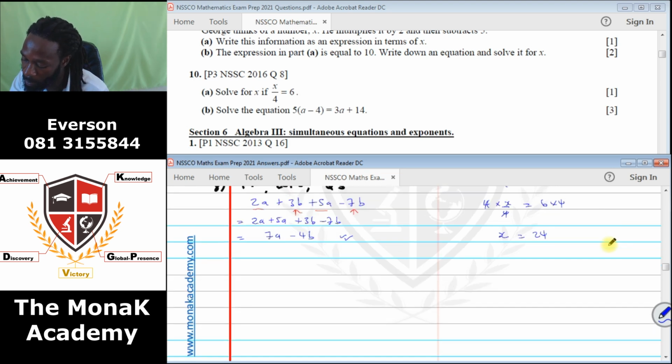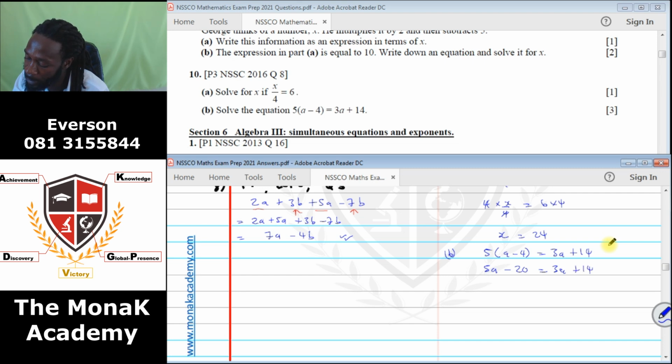And 10B says solve the equation. So you have 5 times (a plus 4) equals 3a plus 14. First thing is to expand the bracket. 5 times a gives you 5a. 5 times 4 gives you 20, plus 3a plus 14.